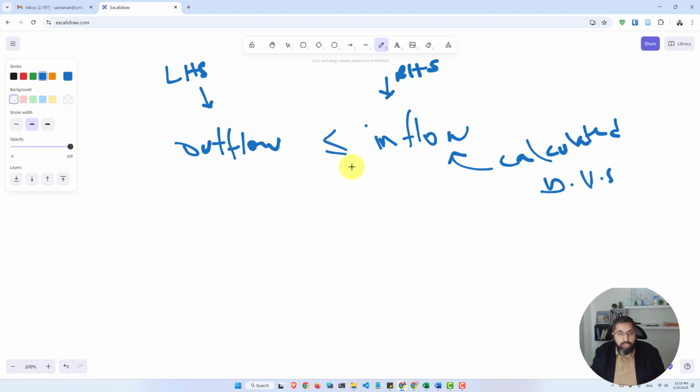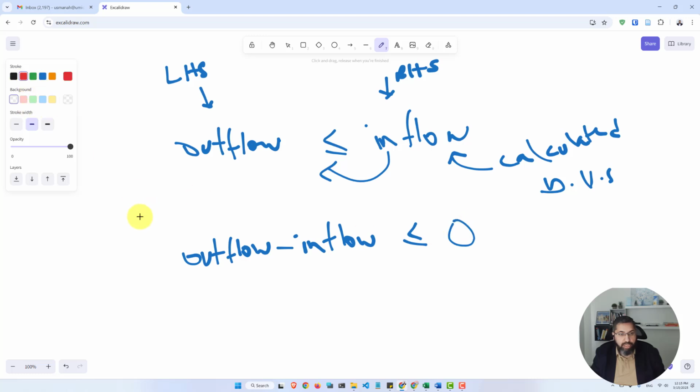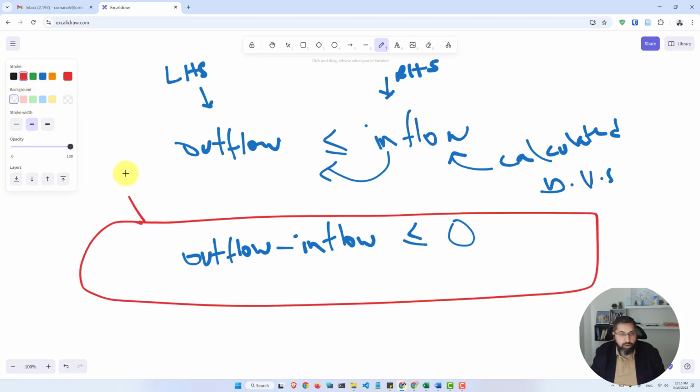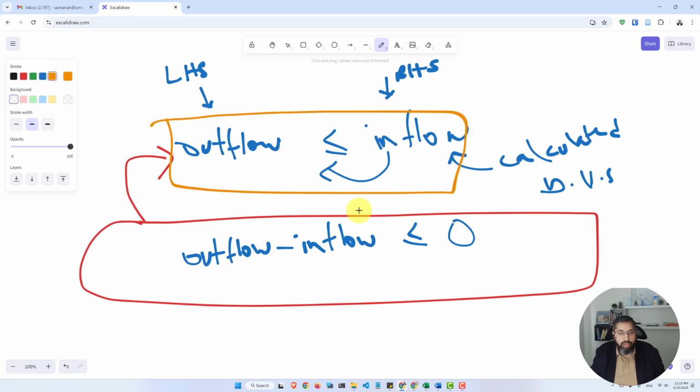So what we can do, we can just use basic algebra to say, well, I can bring it here and subtract it. So I can say outflow minus inflow must be less than equal to 0. And this is identical to this. Okay, and I hope you can see that saying outflow is less than equal to inflow is the same thing as saying outflow minus inflow must be less than equal to 0.